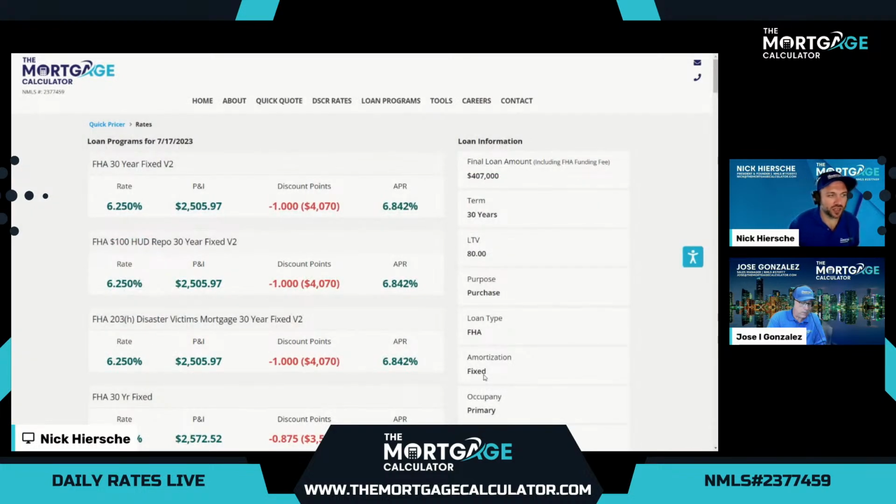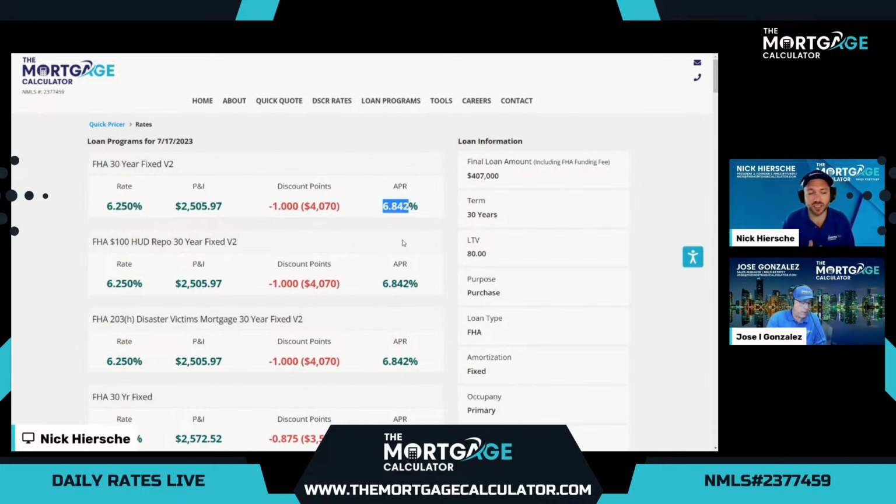So FHA this morning looks like the best option we have here, 6.25 rate for 1 discount point in cost, puts our final APR at 6.842. So with this program, if our customer qualifies for conventional or FHA, actually FHA is a touch cheaper. So definitely recommend our customers that are qualified for both do check out FHA.